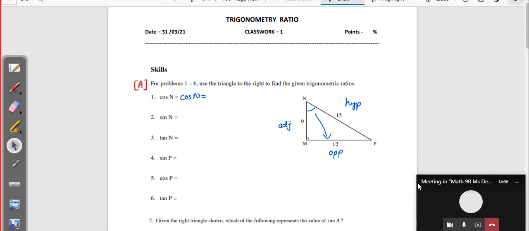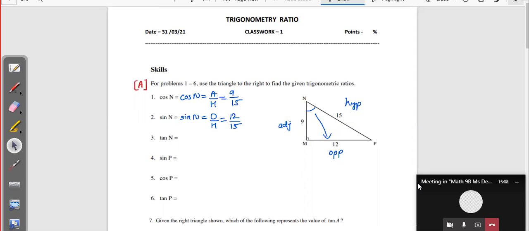Cos n formula is adjacent upon hypotenuse. So in that way, adjacent side for cos n will be the number 9 and hypotenuse will become 15. Similarly, sin n formula, we know it is opposite upon hypotenuse. So opposite side for the sine will be 12 and hypotenuse side for sin n will be 15.